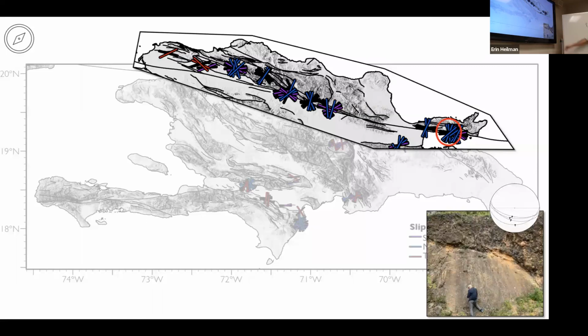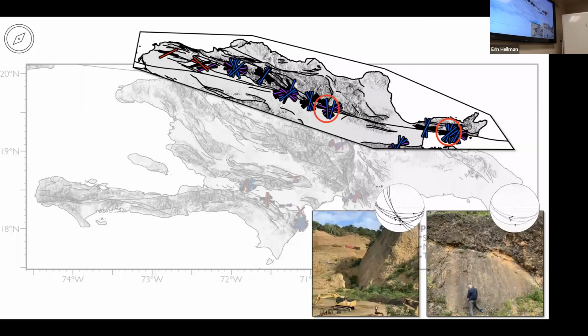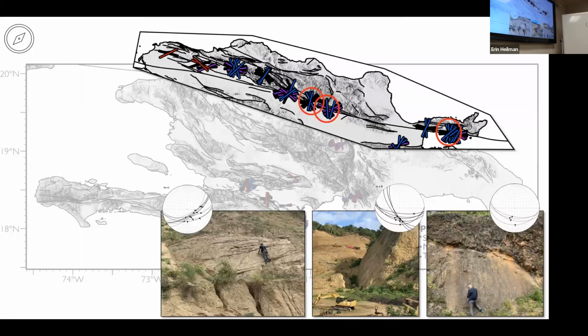Looking at some of the faults that we measured, here's Claudio along one of those normal faults measuring the slickenlines, and we'll have some stereonets with the curvature showing the dip direction of the fault, and then these arrows are showing the directions that we measured. So there's one of those faults. Here's a pretty large normal fault face. And just a little bit further to the west, here's me up on a normal fault, taking some measurements.